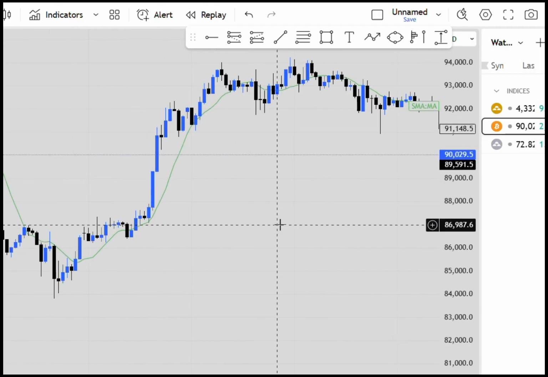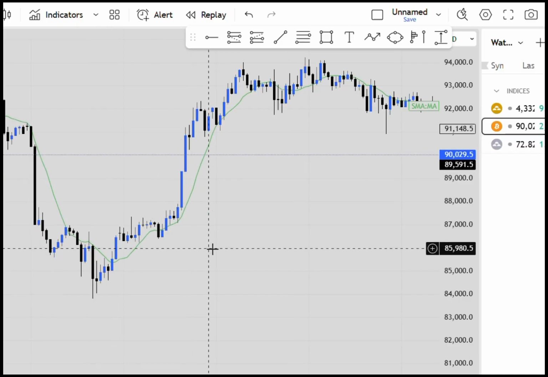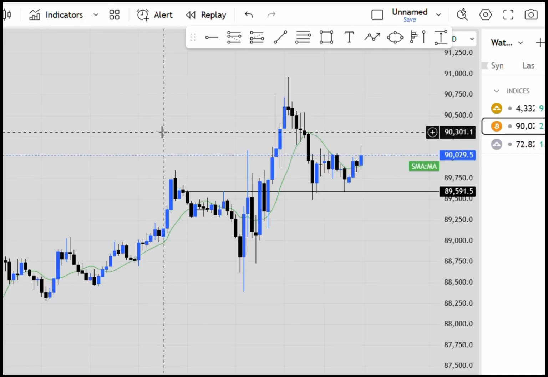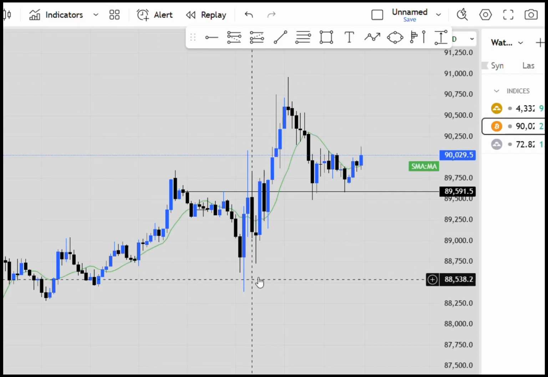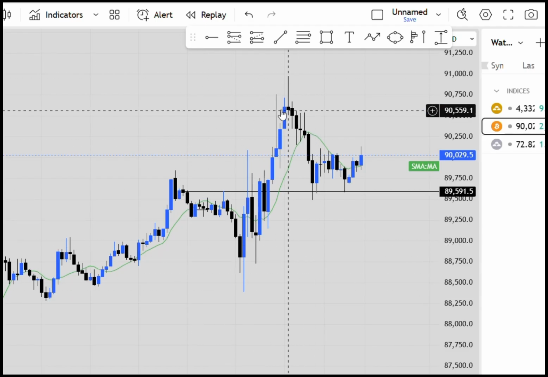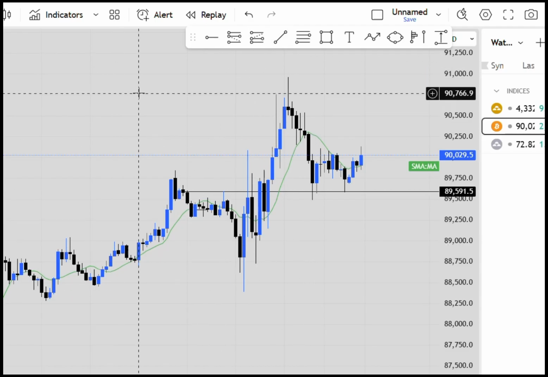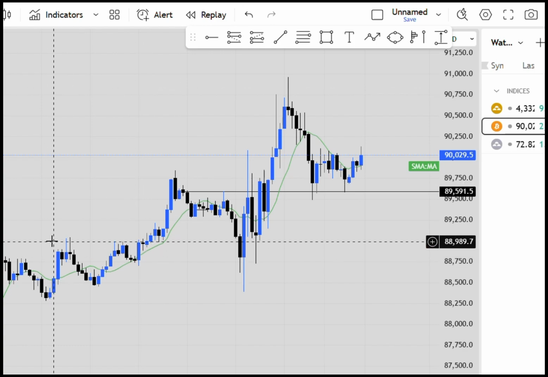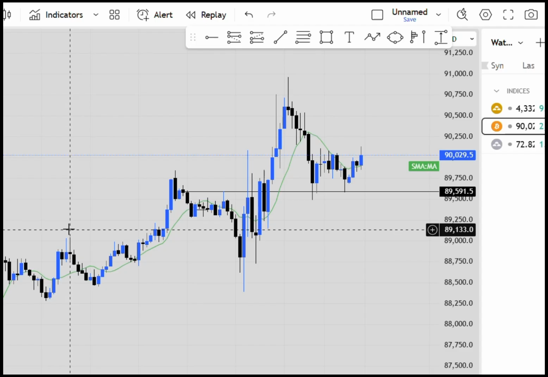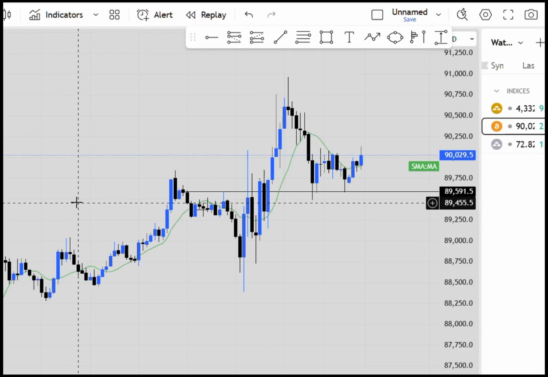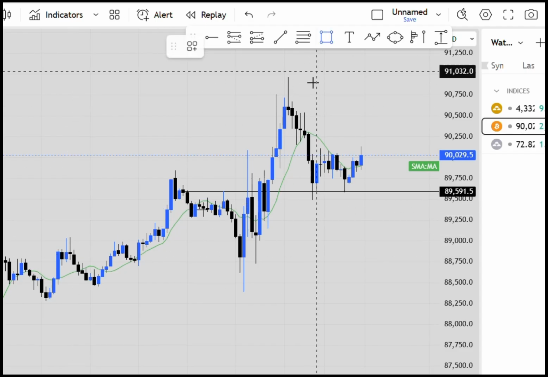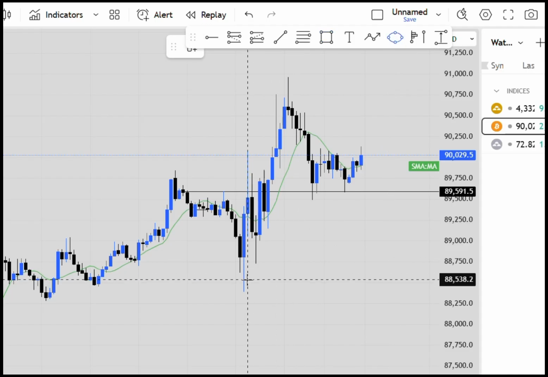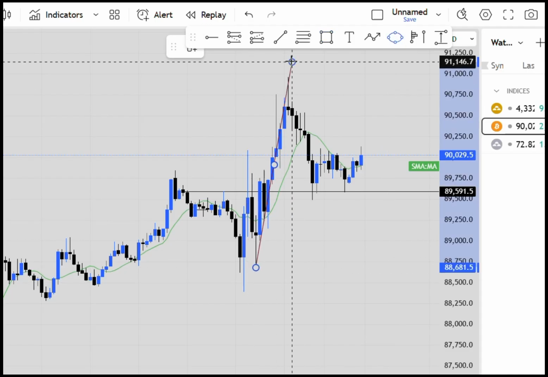Okay, 1 hour. Okay, this is an example of a fresh scenario for a continuation. Like I said, I normally find the fresh scenario on the lower time frame, like 15 minutes. So this is BTC 15 minutes time frame. Let's take this trend for example.